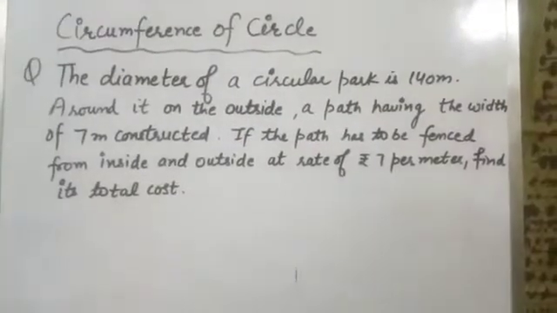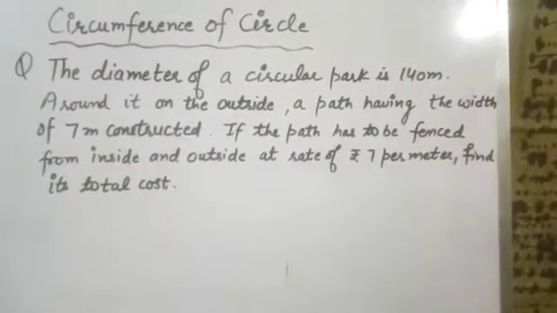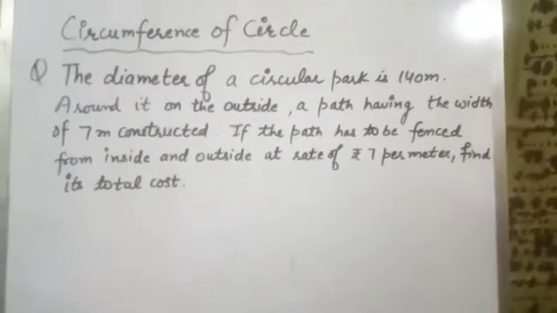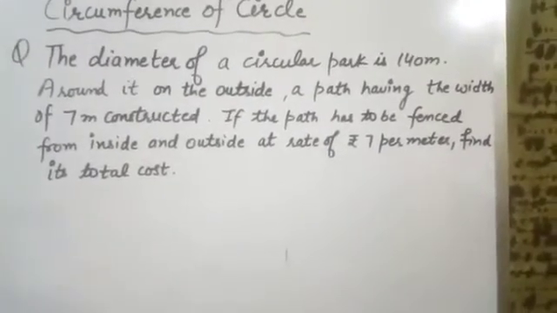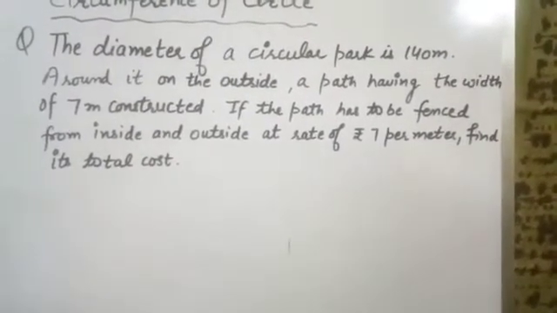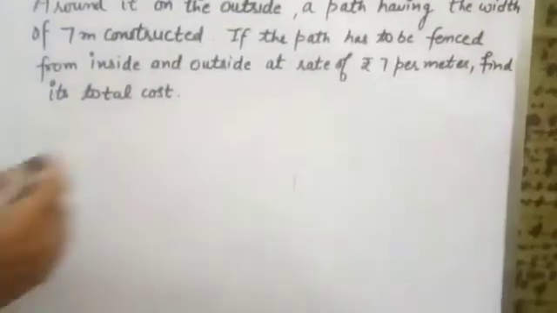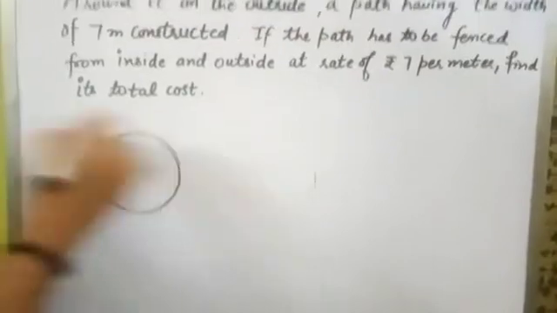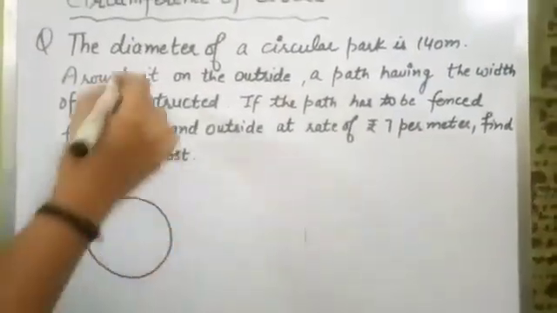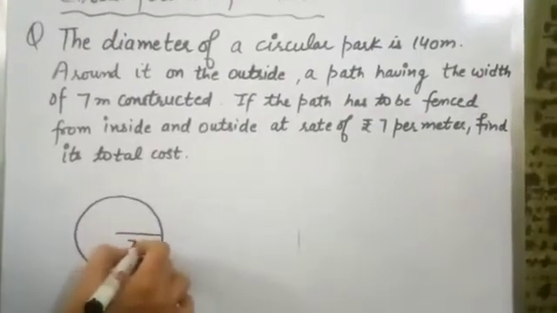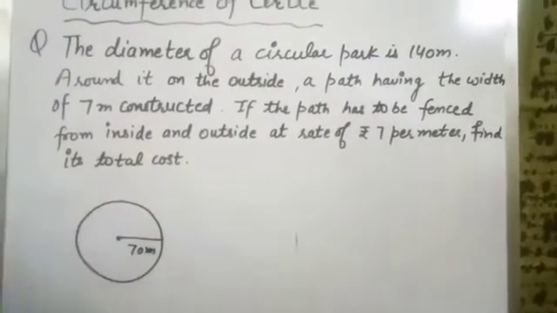Now the next question. The diameter of a circular path is 140 meter. Around it on the outside, a path of width 7 meter is constructed. If that path has to be fenced from inside and outside, we have to find the cost at the rate of ₹7 per meter. This is a circular path. Now if the diameter of that circular path is given to us, we can find out its radius, that is 70 meter.